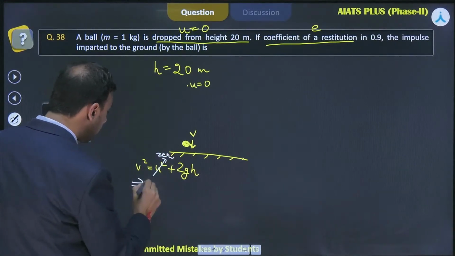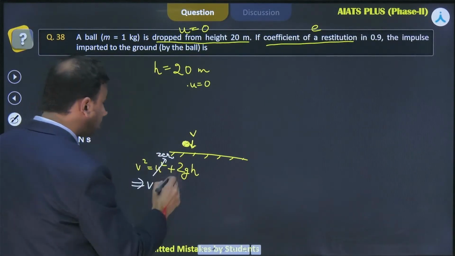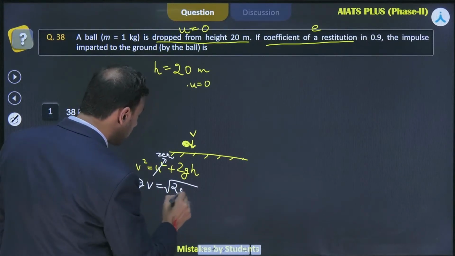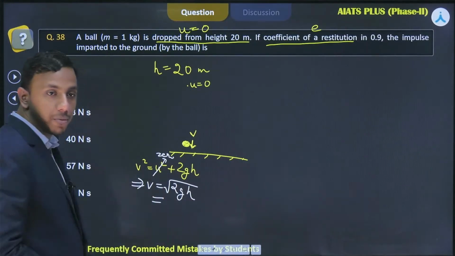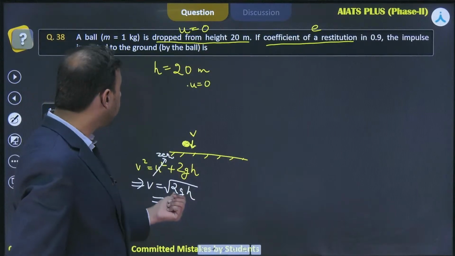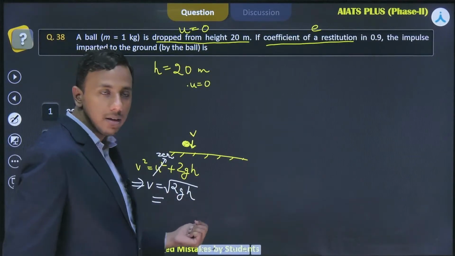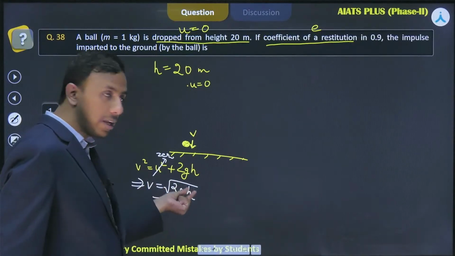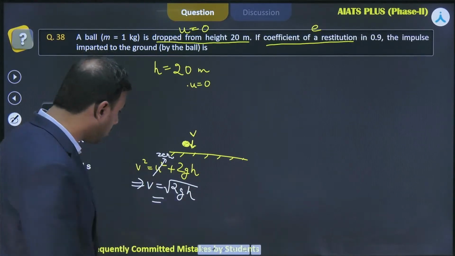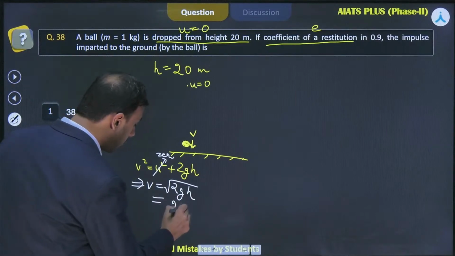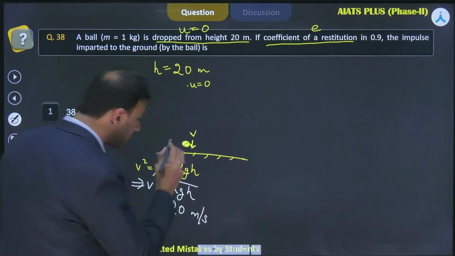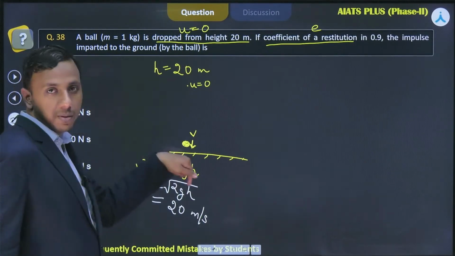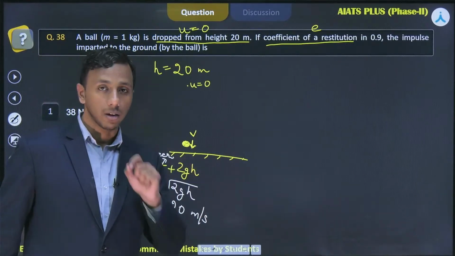So that means v is coming how much? Under root 2gh. And you can put the values if you want. h is how much? 20, right? And g you can take as 10. So 2 into 10 into 20. 2 into 10, 20, right? So 20 into 20, 20 square. Root 20 square would become 20 only, right? So that means with 20 meter per second, it is falling on the ground, right?